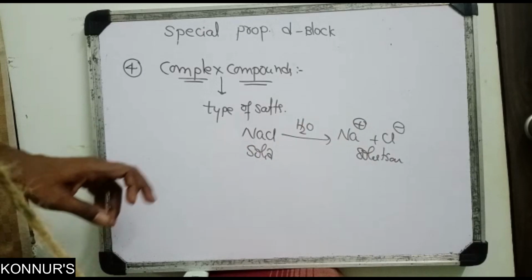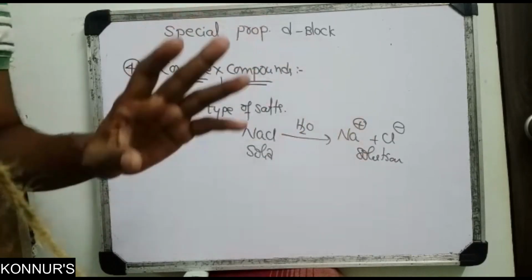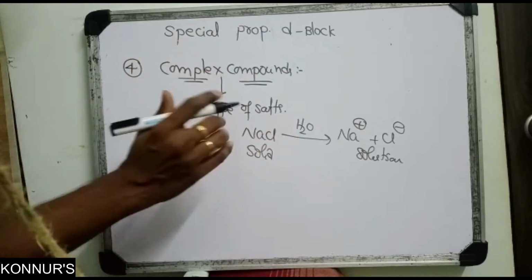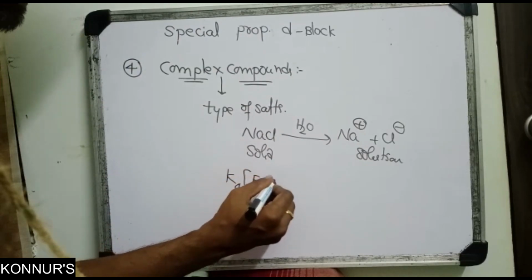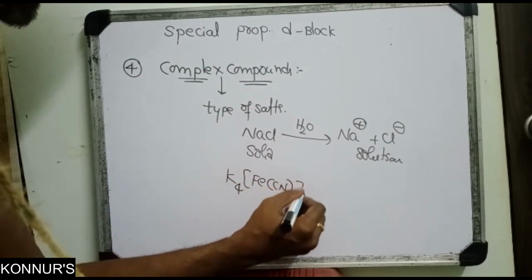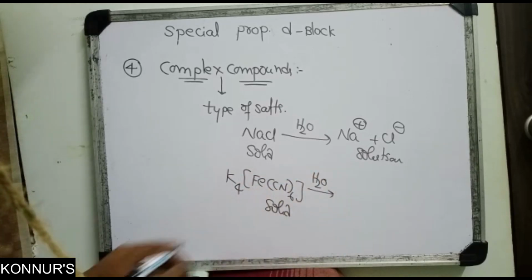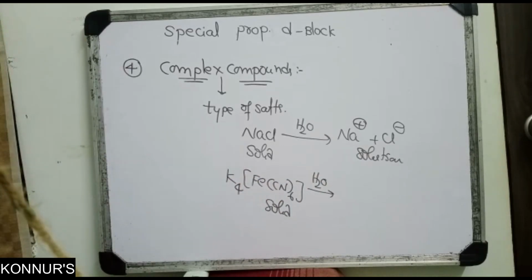See, normal salts can show their original properties in the solid state as well as the solution state. That you call a normal salt. Suppose the d block elements are forming some complexes, some compounds. K4[Fe(CN)6], this compound is there. So this is the solid form. In solid form, what happens? It is showing potassium property, iron property, cyanide property.